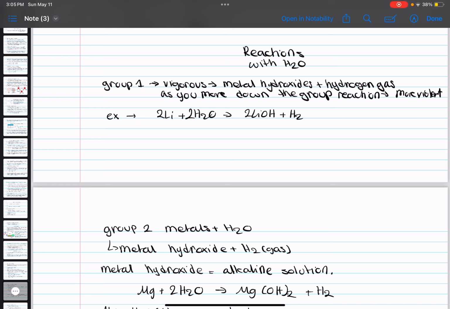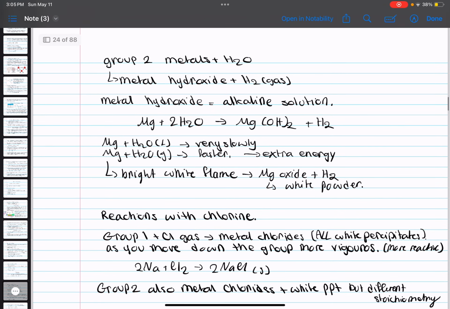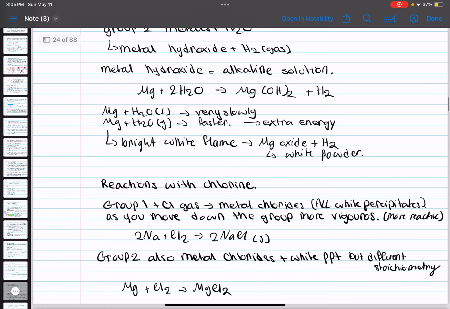As you go down the group, it's more violent, right? So basically, that's what it forms. So 2 lithiums plus 2 waters give you lithium hydroxide plus hydrogen gas. Group 2 metals plus water give you metal hydroxide plus hydrogen gas. So metal hydroxide is an alkali solution. Mg plus 2H2O is going to give you Mg(OH)2 plus H2.